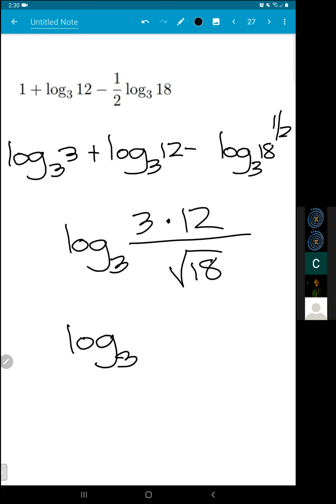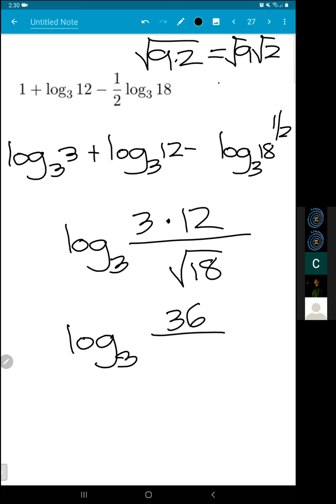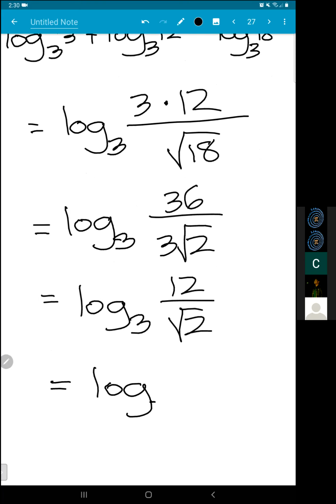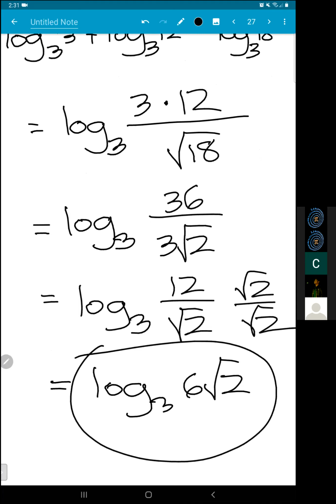So logarithm base 3. And then we can write square root of 18 as square root of 9 times 2, right? Which is square root of 9 times square root of 2, and square root of 9 is 3, so 3 square root of 2. So I'll write square root of 18 as 3 square root of 2. So I have logarithm base 3 of 12 over square root of 2. So that is already a correct answer, but sometimes it's better looking, more aesthetic, if we rationalize the denominator. And that's actually 12 square root of 2 over 2 or 6 square root of 2. Okay, any question?